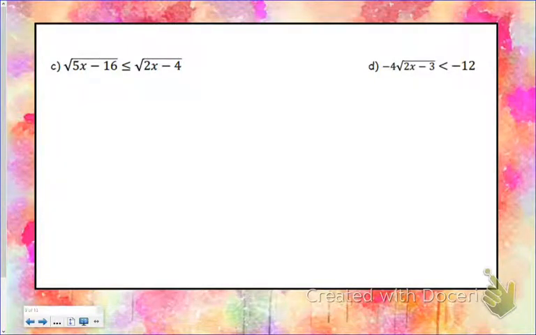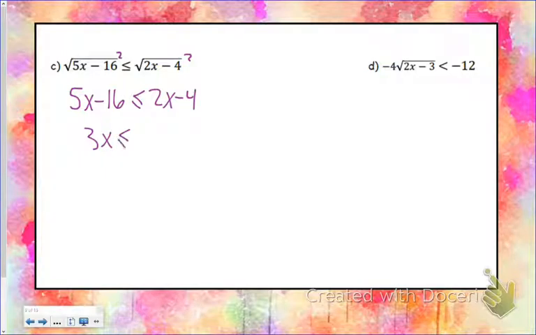All right, let's look at our last two. Again, let's get our root by itself. So square both sides. So 5x minus 16 is less than or equal to 2x minus 4. Get all your x's on one side, all your numbers on the other. So 3x is less than or equal to 12. X is less than or equal to 4. Okay, so that is part of my solution.